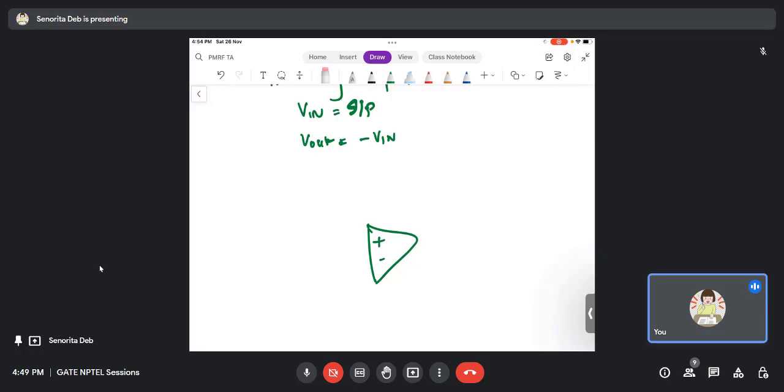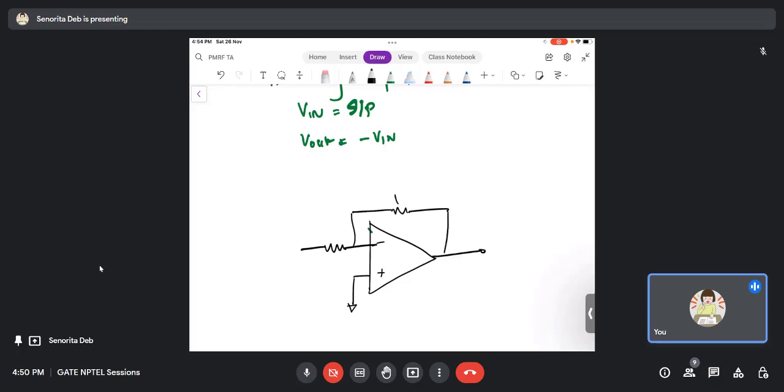Let me draw it a better way. So you will take this op-amp. If I say that you have an input and you need to get an output which is just the inverse, you will simply do this. This is 1K, this is 1K, this is input Vin, this is Vout. So you will get Vout as minus of RF by R1, which is 1, so you get minus Vin. This is clear to everybody, right?